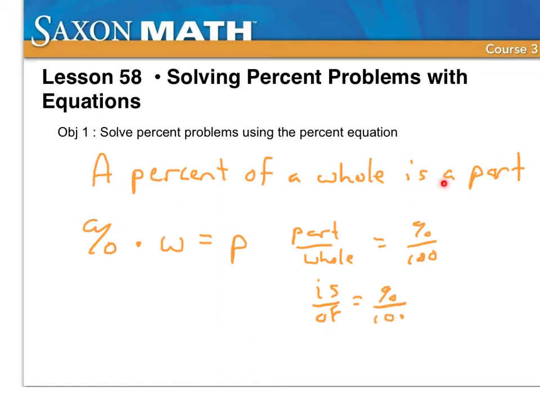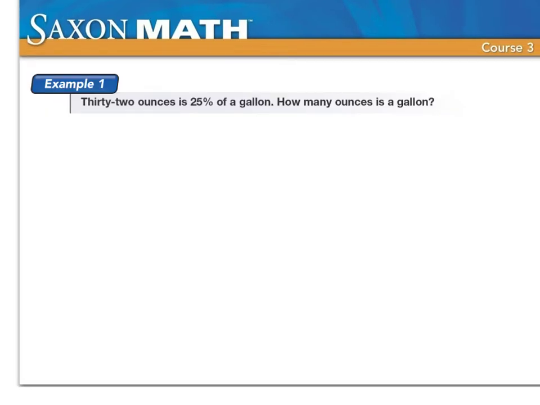Or we use the words is over of equals percent over 100. Okay, so notice is over of equals percent over 100. Or again, another way to think about it is the part over the whole. Alright, so let's go on with some examples here. Now the very first thing that I'm going to do before I forget is write the two methods that I just gave you here. Okay, so the first one we've got is percent times the whole equals the part, or is over of equals percent over 100.